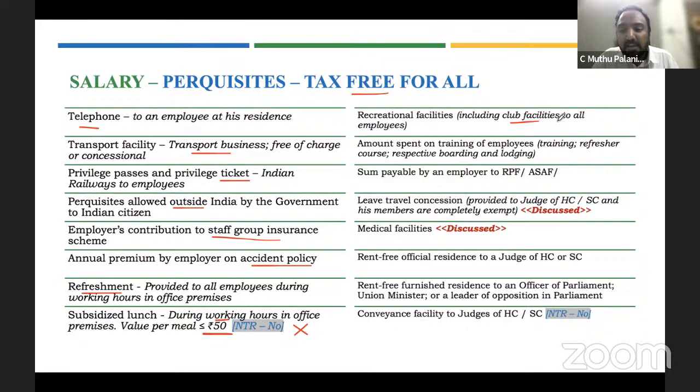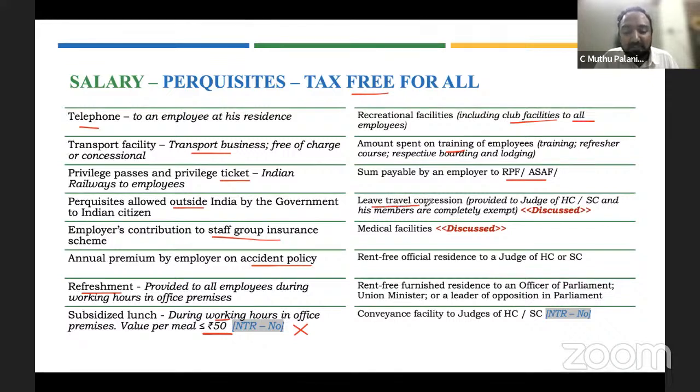Recreational facilities, including club facilities to all employees, is not taxable. So please remember the word says all employees. So when I'm giving a facility, I should give it for all employees. I should not restrict it to selected employees. Training of employees, for onboarding, on-the-job training, refresher course or anything is also not taxable. Sum payable by an employer to RPF or approved superannuation fund is also not taxable.